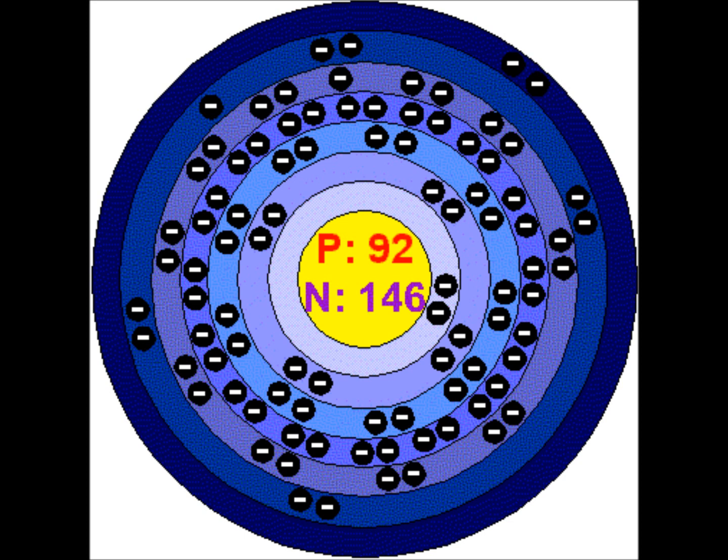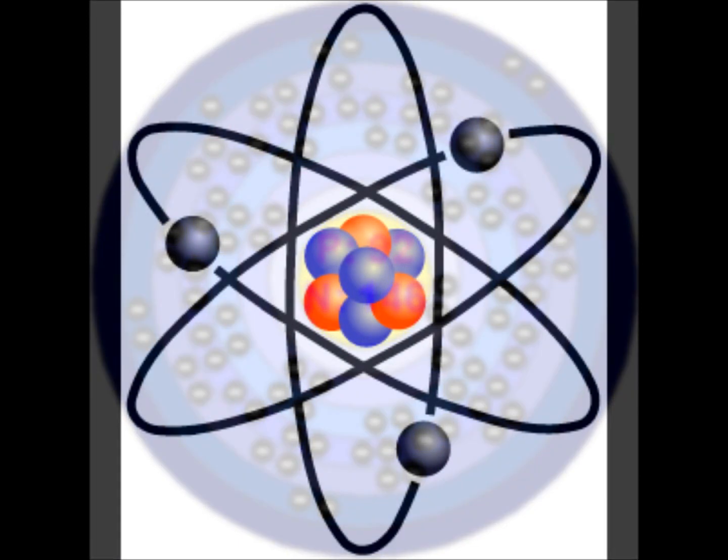Uranium has 92 protons. 2 isotopes are important. U-235 has an atomic mass of 235, and U-238 has an atomic mass of, you got it, 238.